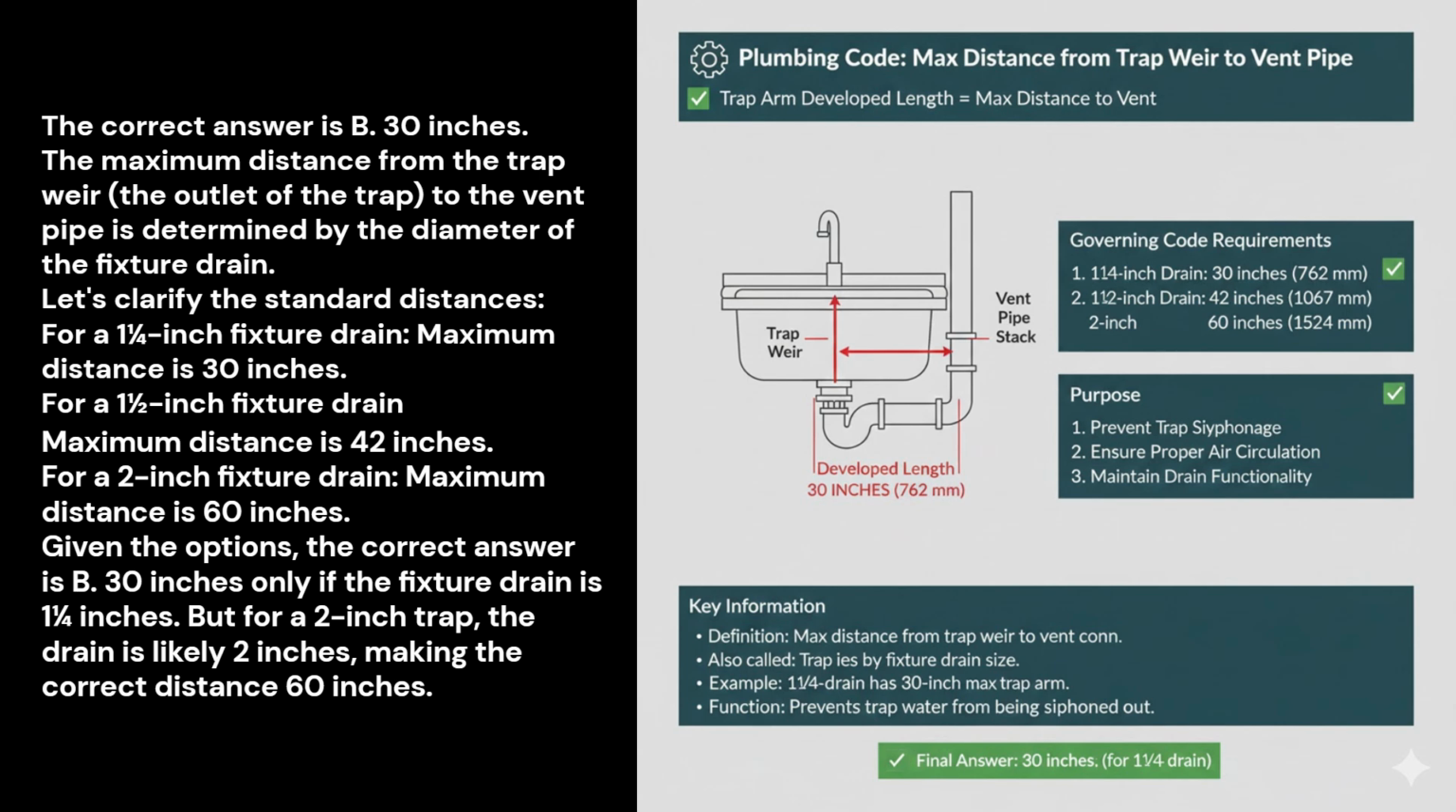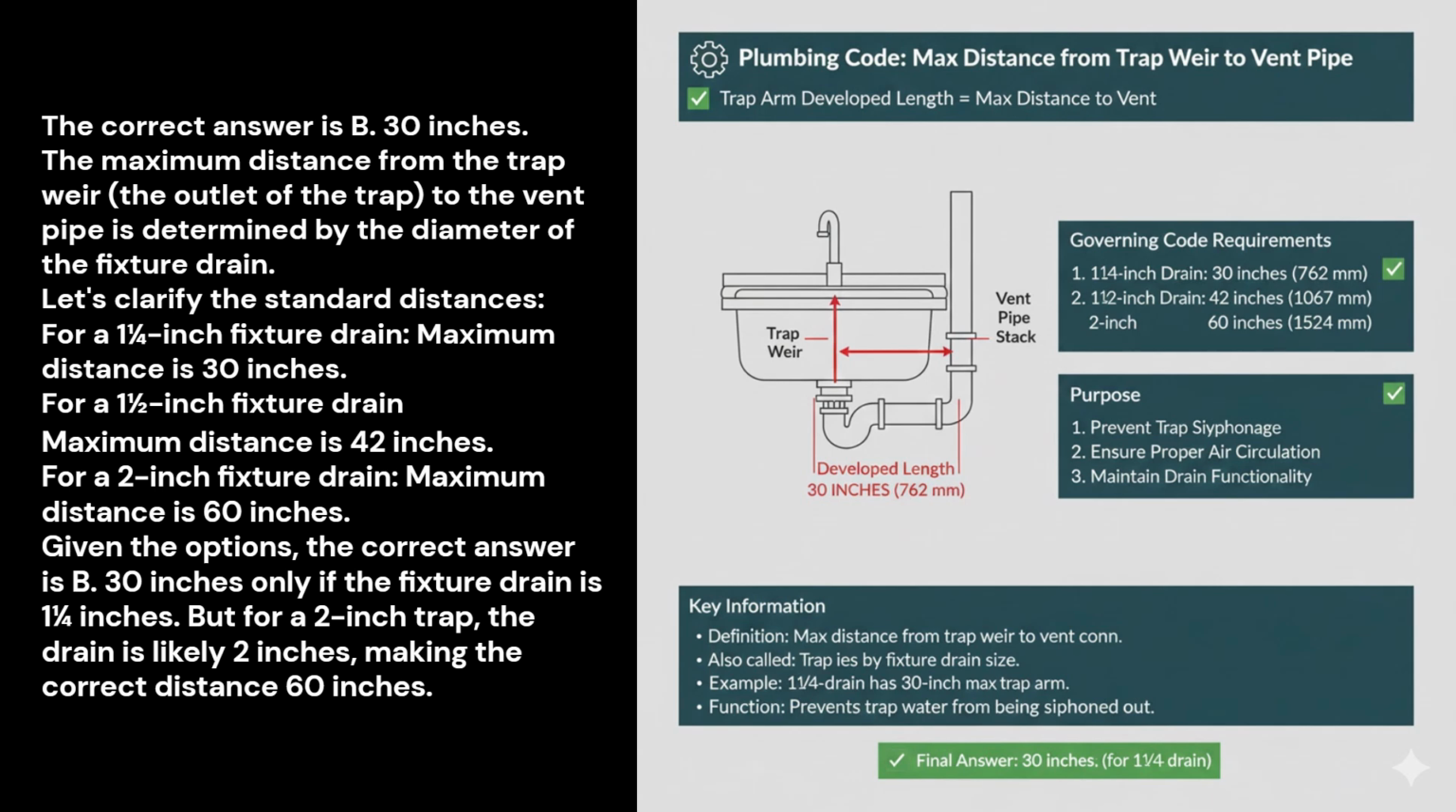The maximum distance from the trap weir, the outlet of the trap, to the vent pipe is determined by the diameter of the fixture drain. This distance is often referred to as the trap arm or developed length. According to standard plumbing codes like the International Plumbing Code, IPC, and Uniform Plumbing Code, UPC, the maximum distance for a 2-inch trap is 5 feet, 60 inches.